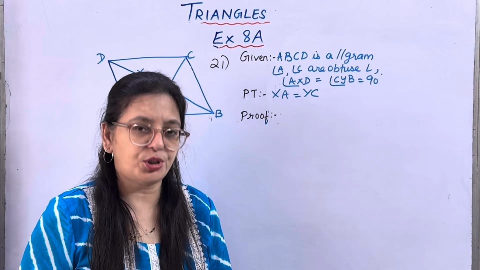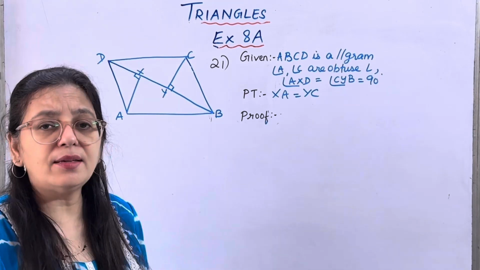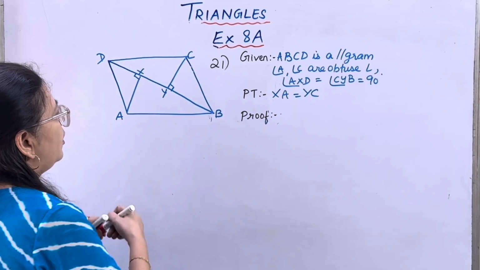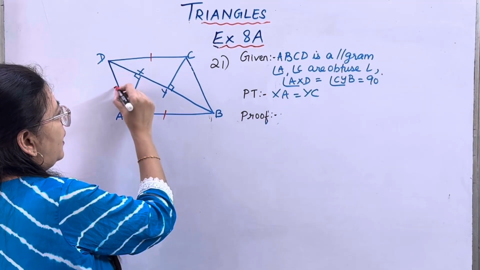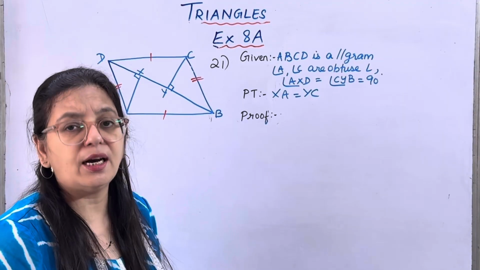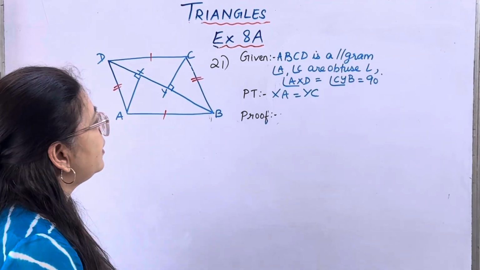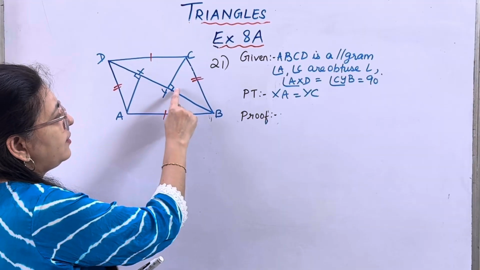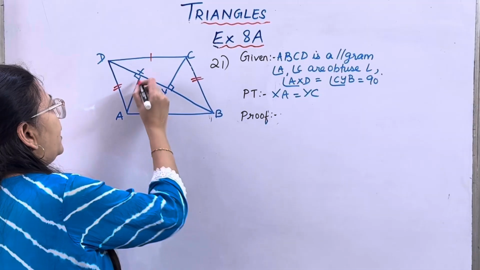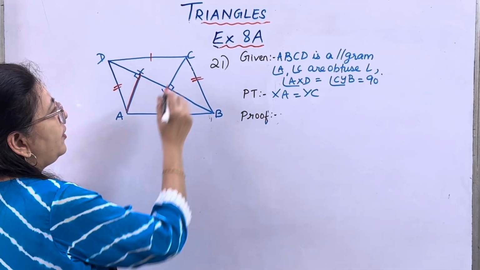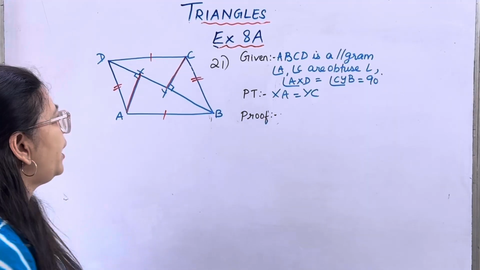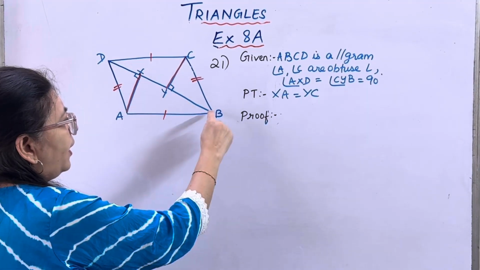Yes kids, let's do question number 21. ABCD is a parallelogram. Parallelogram means opposite sides are equal, so this is equal to this and this side is equal to this side. Then angle A and angle C are the obtuse angle. Angle AXD and angle CYB are equal to 90 degrees. I have to prove that XA is equal to YC. Okay. So, which two triangles will you take? You will take this triangle and this triangle.